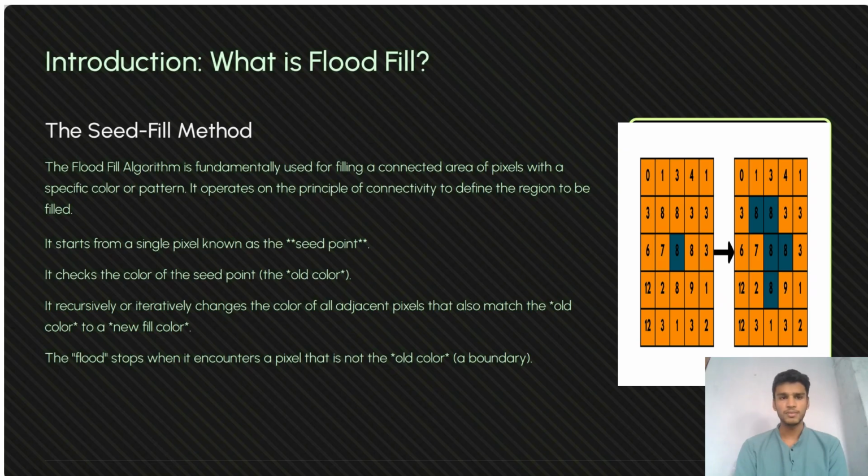What is floodfill? Floodfill algorithm is fundamentally used for filling a connected area of pixel with a specific color or pattern. It operates on a principle of connectivity to define the region to be filled. It starts from a single pixel known as a seed point. It checks the color of a seed point, the old color. It recursively or iteratively changes the color of all adjacent pixels that also match the old color to a new fill color. The flood stops when it encounters a pixel that is not the old color.